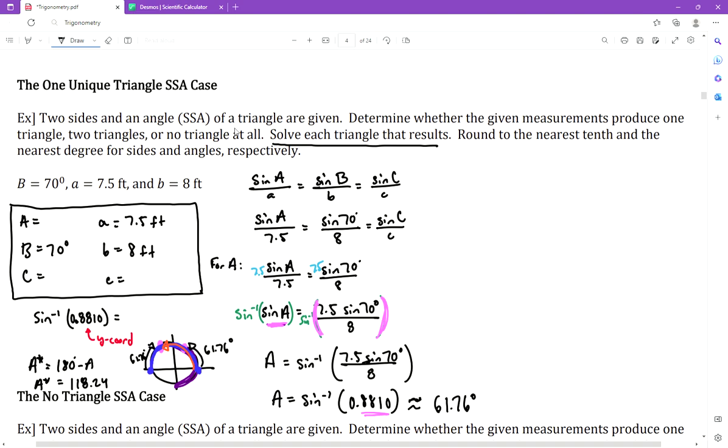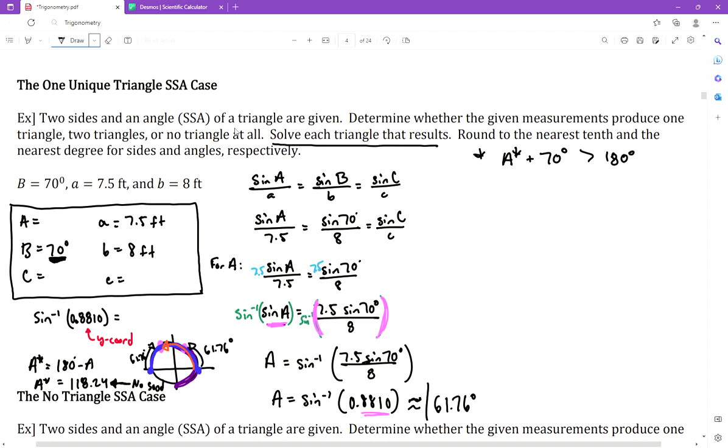Okay, but notice this. The angle that we were given, so we were given angle B as 70 degrees. If we had a triangle that had 118.24 as an angle, but we're saying we already have 70 degrees included, notice that those add up to be bigger than 180. So A star plus the given 70 is greater than 180 degrees. So that means that can't possibly be an angle for our triangle, because the three angles need to add up to 180. So this one would not work. So I'm just going to say no good.